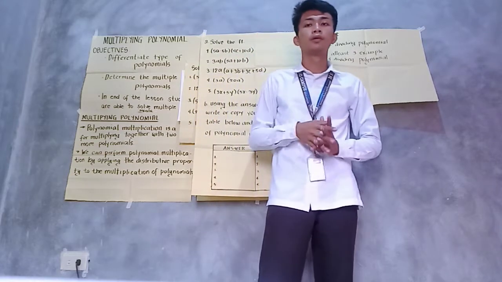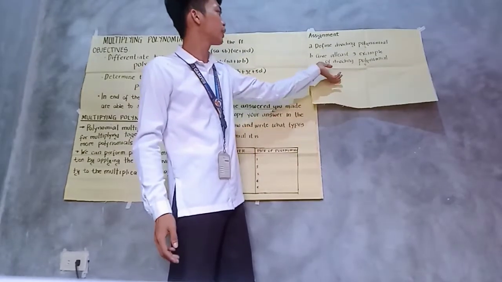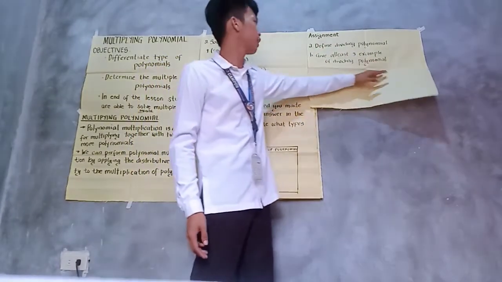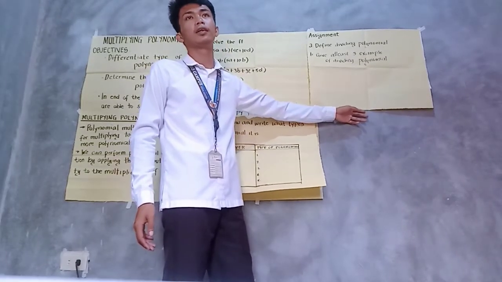So, for your assignment, define dividing polynomials. Give at least 3 examples of dividing polynomials. Okay?